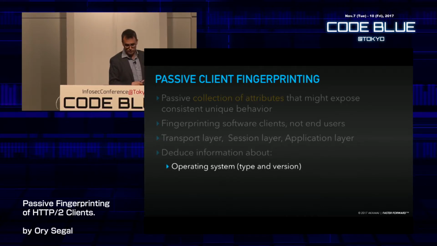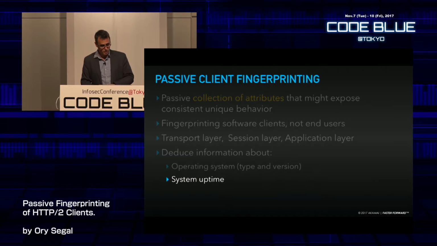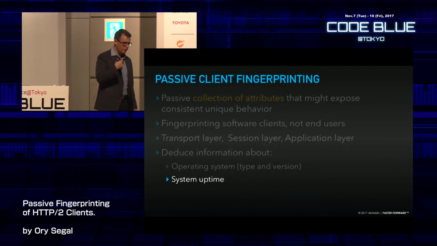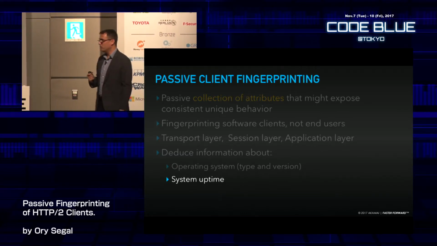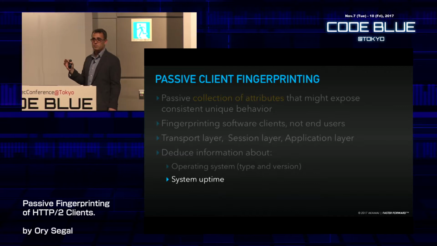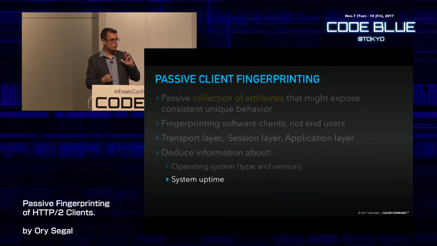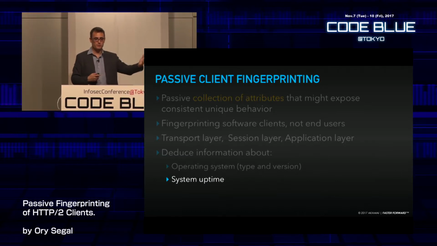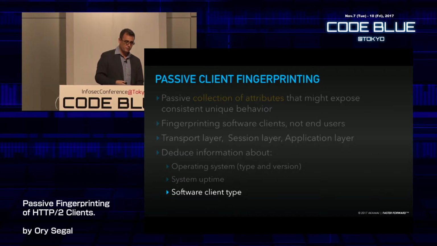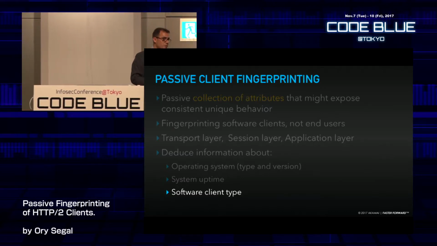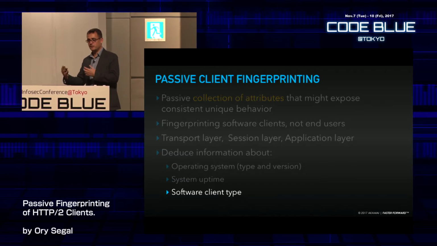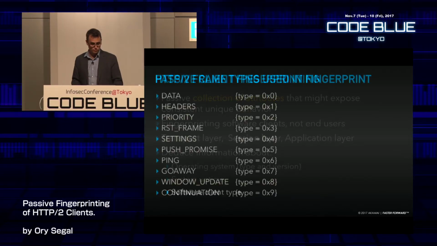So what can you learn from passive client fingerprinting? You can learn about the type of operating system and the version even, and we'll talk about that in a moment. With passive TCP fingerprinting, if you're talking to a Unix-based machine, you can actually deduce pretty accurately the uptime. So when was the last time that the system rebooted? That's very cool to see that it's the same person over and over again. And of course, the client type, the software client type. What kind of browser, what kind of version, what kind of command line client is being used, and so forth.